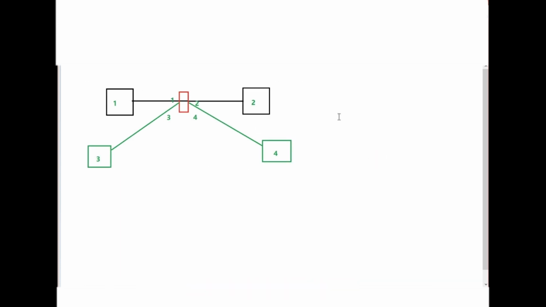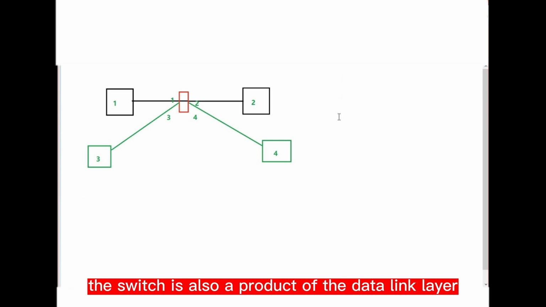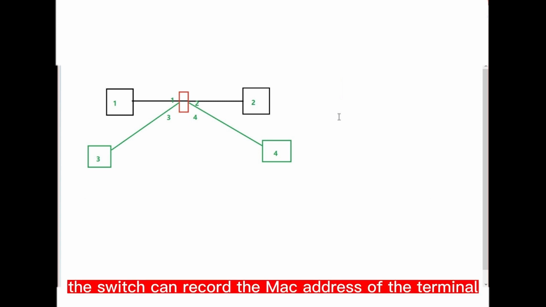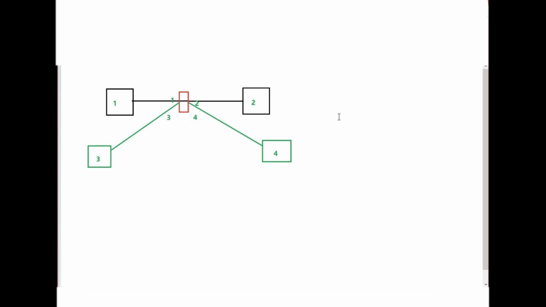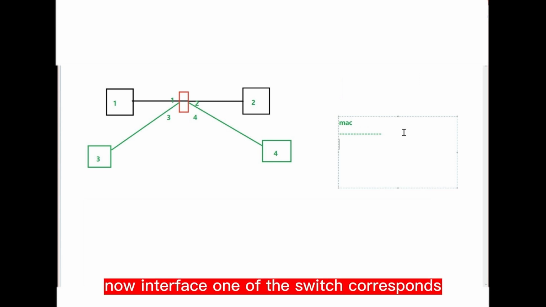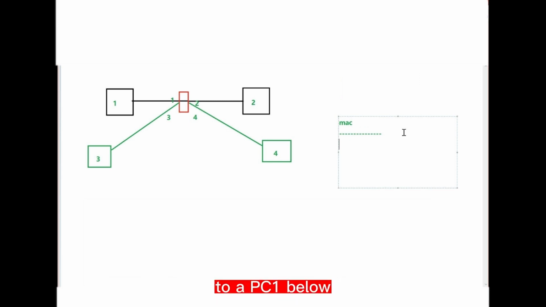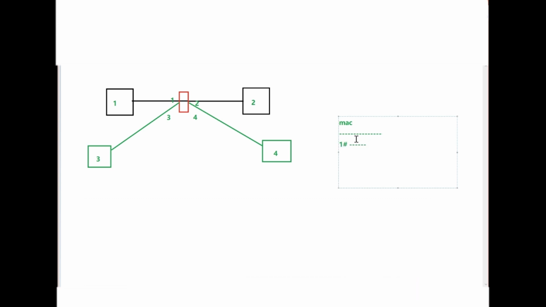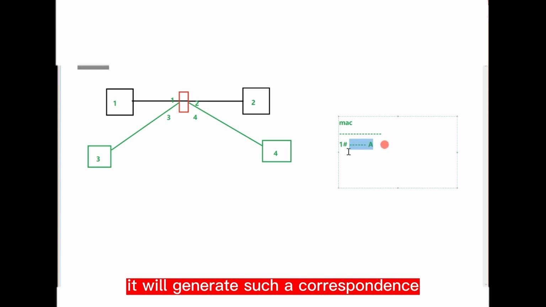First of all, the switch is also a product of the data link layer. It works at the data link layer. There is a very core parameter in it, called the MAC address. The switch can record the MAC address of the terminal, and can generate a table on itself, called the MAC address table. What is stored in this table? For example, interface 1 of the switch corresponds to PC1 below. Suppose the MAC address of PC1 is A. It will generate such a correspondence.